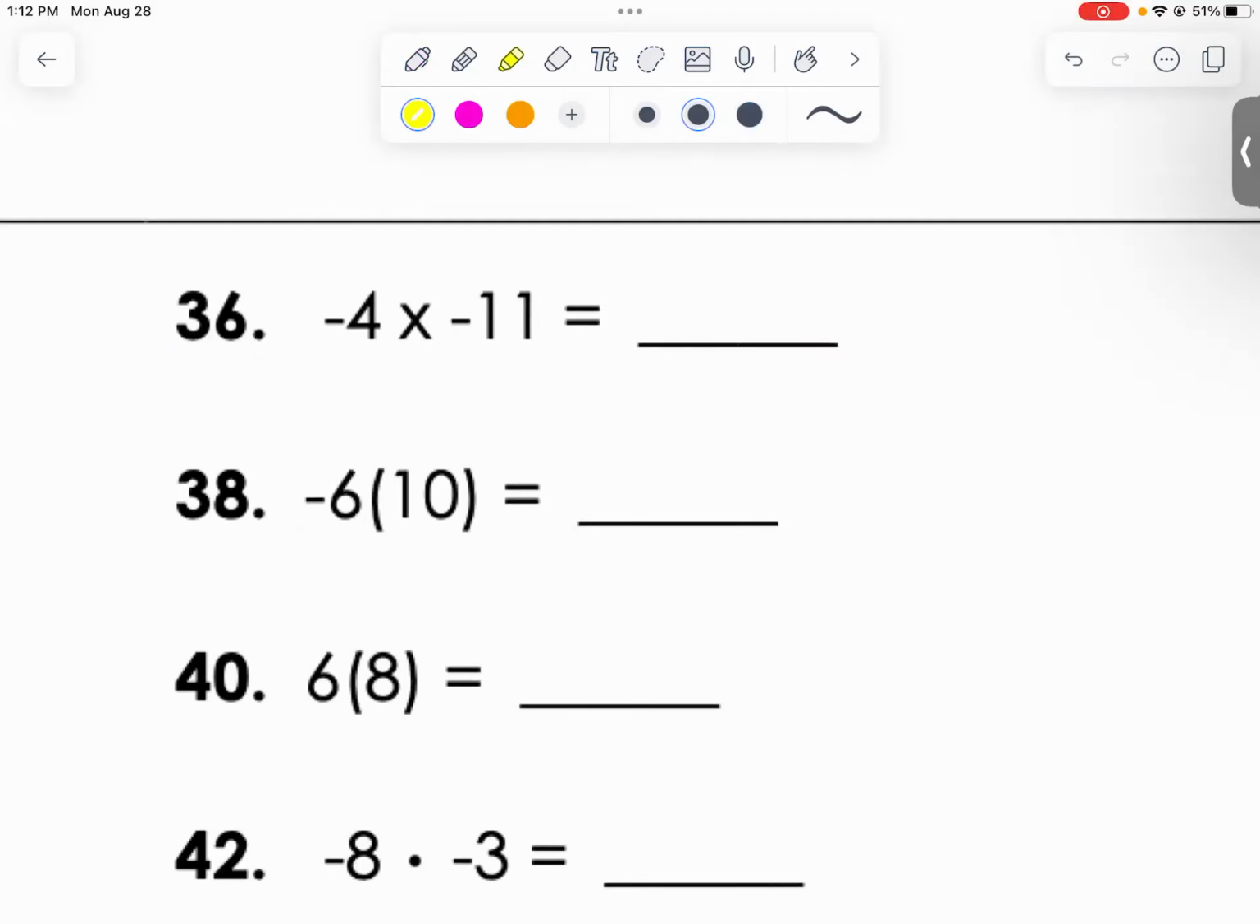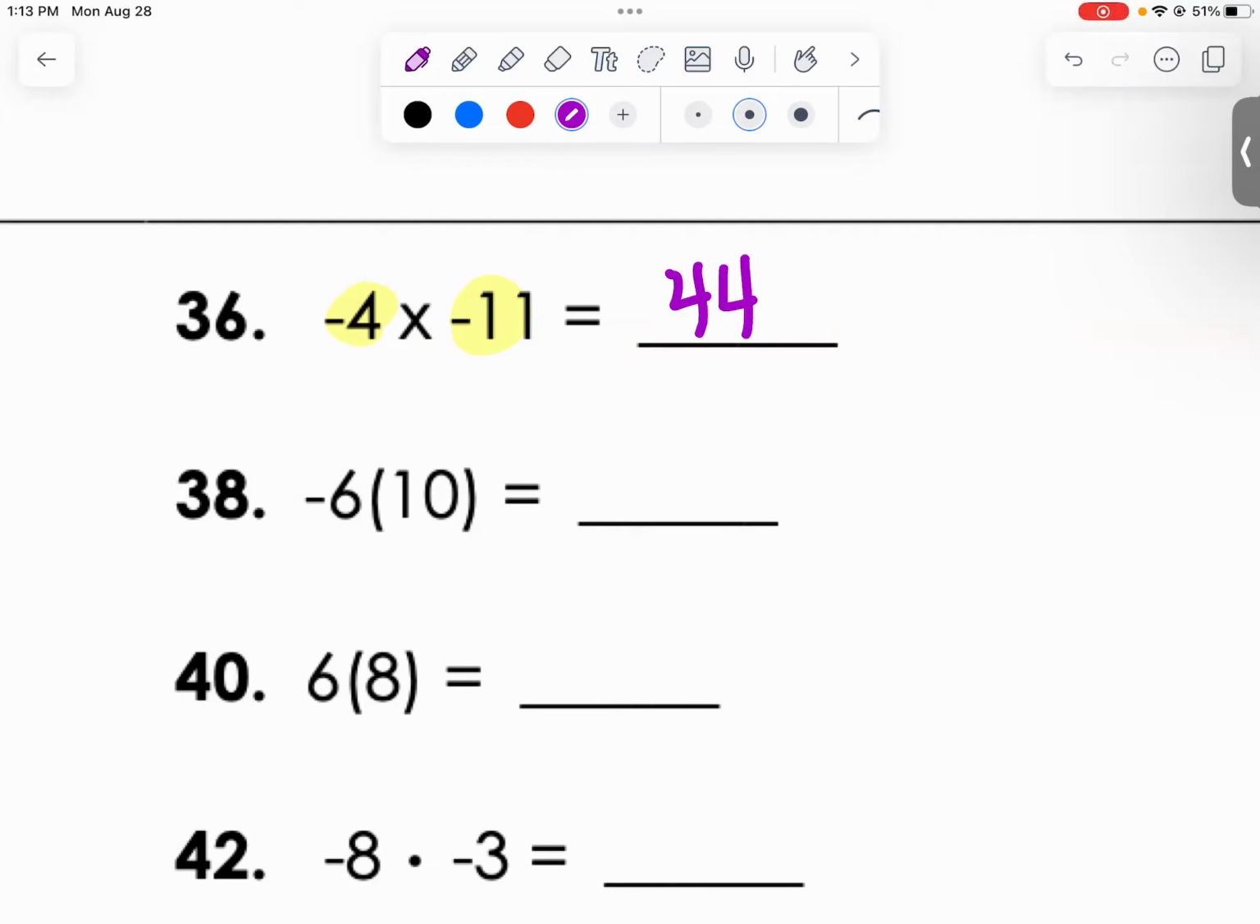And in number 36, we have negative 4 times negative 11. Taylor, are we going to have a positive or negative answer? We're going to have a positive answer because both of our numbers are negative. More specifically, Reagan, we're going to have a positive. Positive, negative, positive, 44. We'll get there. It's fine.